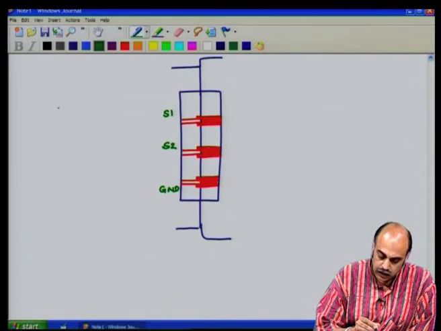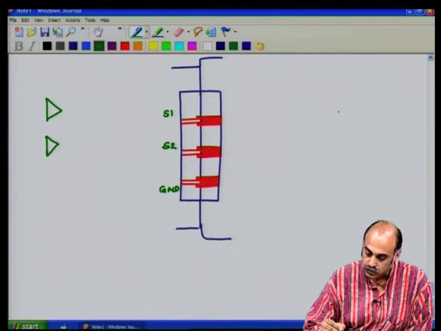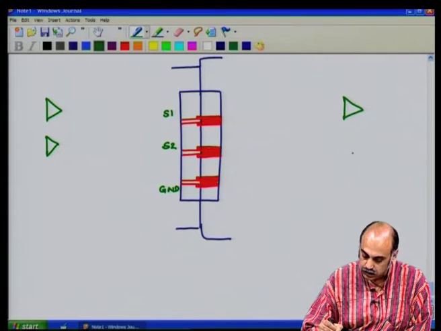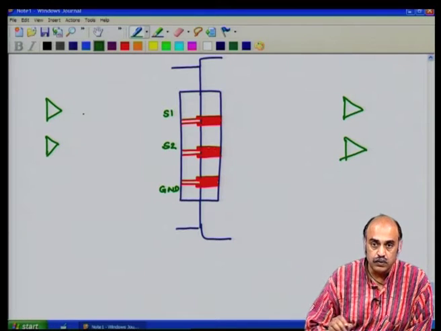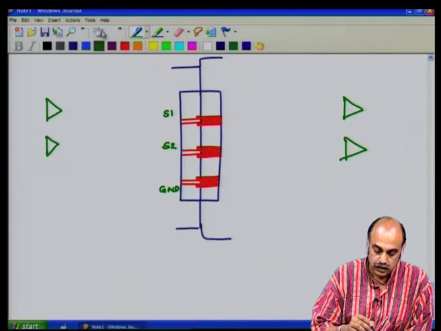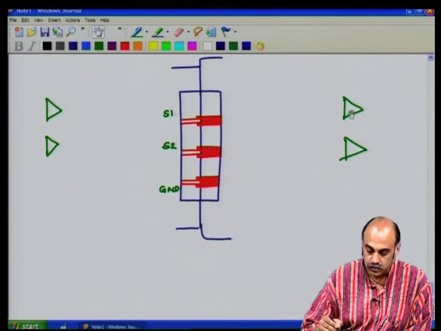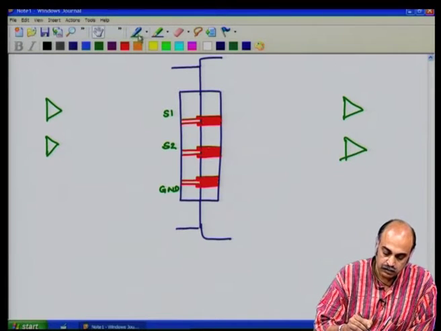Now, you have some circuitry on this side, and then you have some loads on this side. I am just showing it as blocks. These could be digital loads and digital sources on this side, or analog sources, analog loads, both are possible.